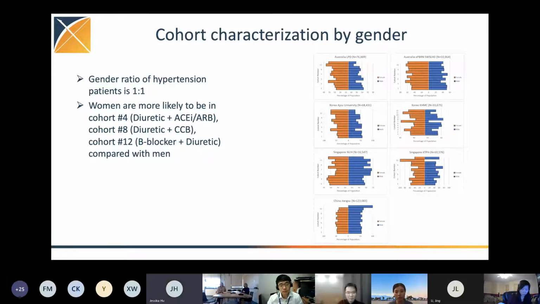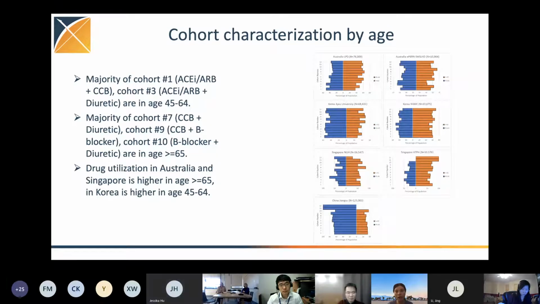So interesting. And then we look at how the distribution varies by age. The majority of patients in cohort 1, which is ACE inhibitors or ARBs plus CCB, and in cohort 3, ACE inhibitors or ARBs plus diuretics, are aged 45 to 64. Many of the patients in cohorts 7, 9, and 10, which involve CCB, diuretics, and beta blockers, are in the older age group, greater than 65.